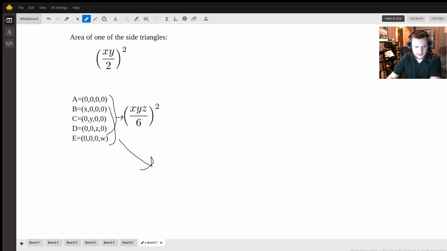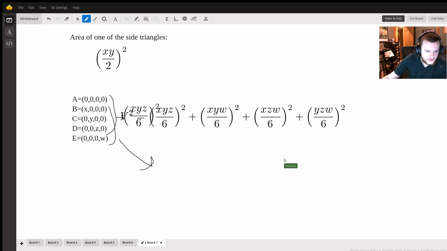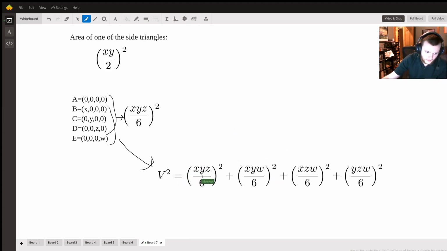So let me write the formula quickly. X, Y, W, X, Z, W, and Y, Z, W. And so we get that the volume squared is going to be the sum of these volumes squared, each individually squared.